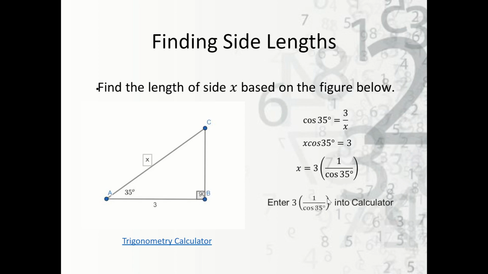Now we're going to just enter that into our calculator. The calculator link is here, so you can go ahead and click on that link. And when you enter it into your calculator, you should see that 3 times 1 over cosine 35 degrees is equal to 3.66.